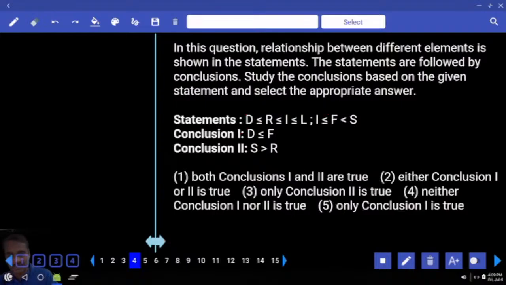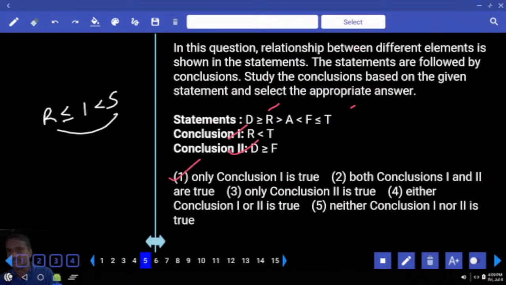Then next one, S and R. R is here, S is here. Which element is common? I is common. R to I, R lesser than or equals to I. I lesser than S, so R lesser than S. S greater than R. Then what is your answer? Both 1 and 2. Choice 1, question number 4.